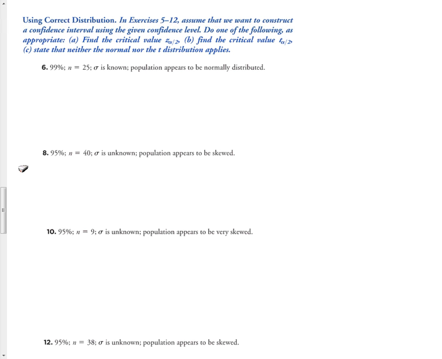And C, this can also happen. We state that neither the normal distribution nor the T distribution applies. If we don't meet any of the criteria for the normal distribution, the Z distribution, and we also don't meet any of the criteria for the T distribution, we can use neither one. So there are three choices here.